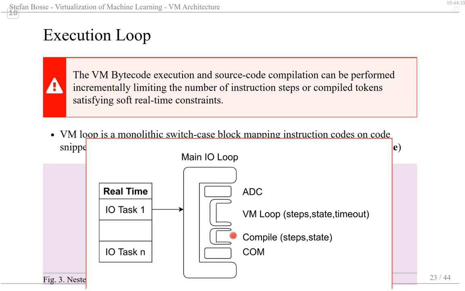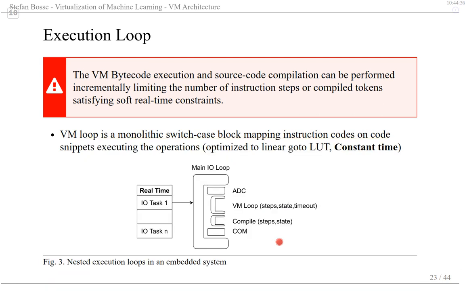And both can be executed incrementally. That means I can provide an upper bound of steps both for the execution of bytecode and the compilation of bytecode. And so I have an upper bound of execution time. And this is a very important feature we have here in this REXA VM, providing more or less constant execution time. The main VM loop is basically a monolithic switch case block, but optimized to a linear go-to lookup table with constant execution time.